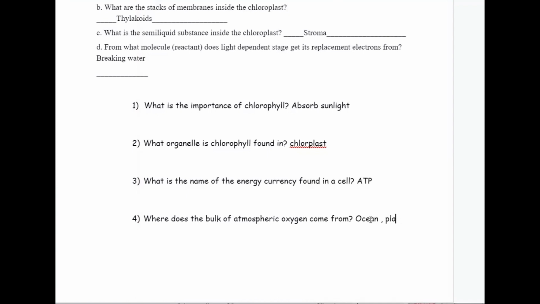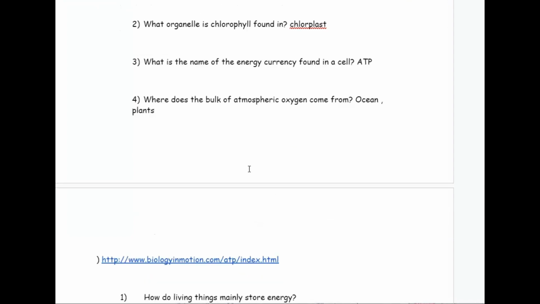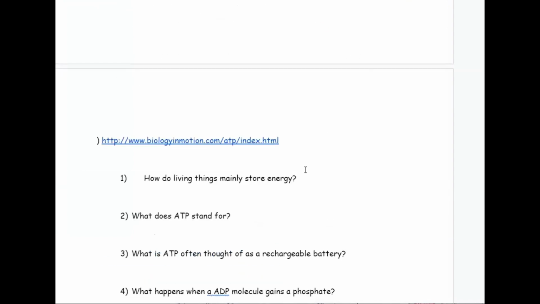Believe it or not, everybody thinks it's the rainforest, but I told you it's the ocean. I can give you proof of that in class. All right, how do living things mainly store their energy? In glucose. If you have too much, we get fat. If plants have too much, they produce sweet vegetables.